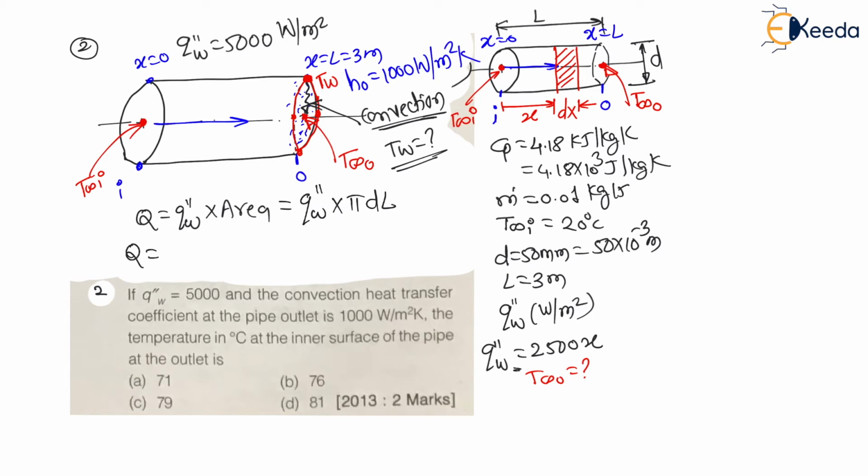So let us find this heat transfer rate. Therefore, this heat transfer rate will be equal to q double dot, that is heat flux, which is 5000, into pi into diameter, which is given as 50 into 10 to the power minus 3, into length, which is given as 3 meter, right? If I solve this, I will get this heat transfer rate.